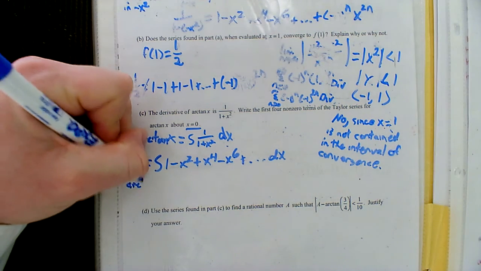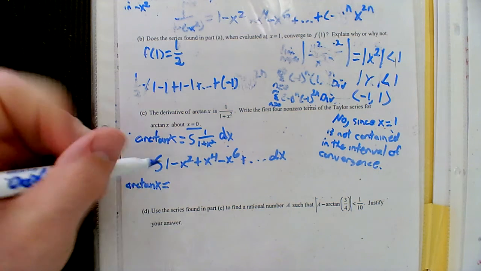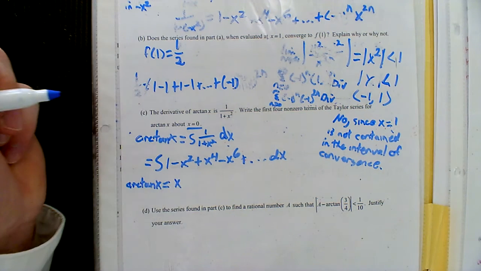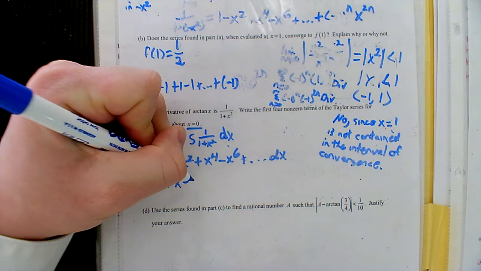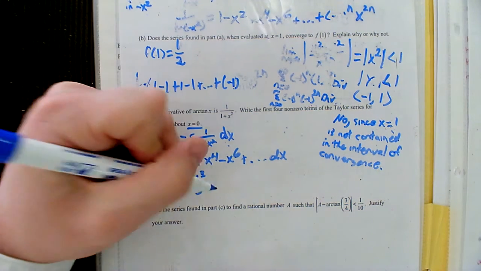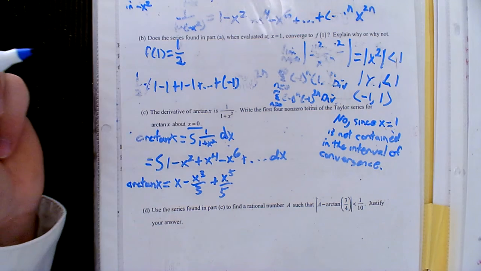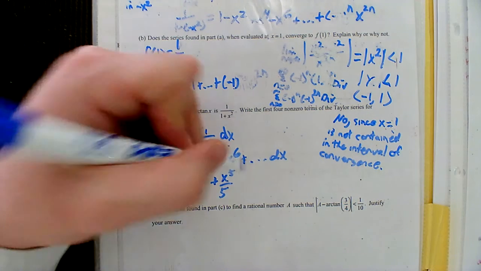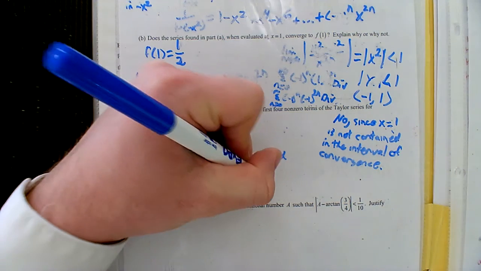So arctan of x is going to be equal to integral of 1 is x. Integral of x squared, with the negative, would be minus x to the 3rd divided by 3, plus x to the 5th divided by 5, and minus x to the 7th divided by 7.